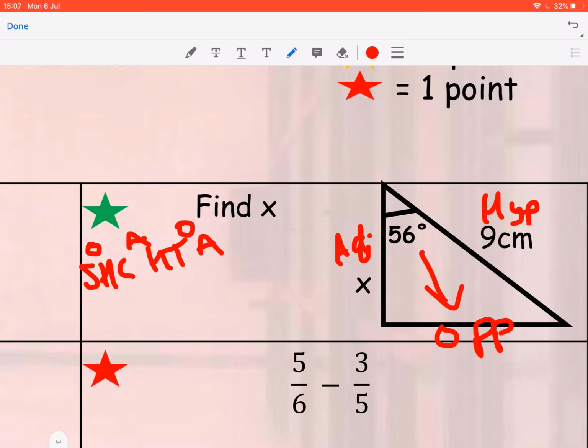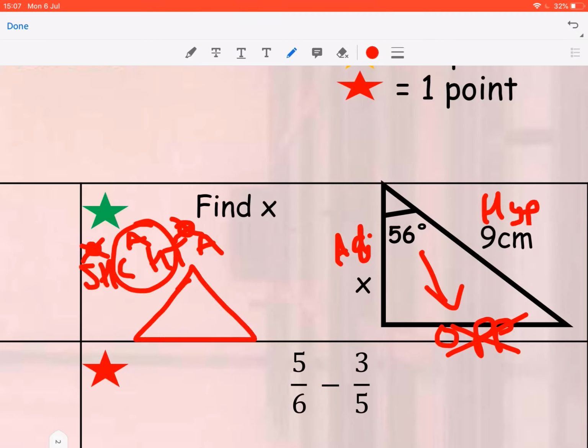The reason we do that is because we want to work out whether we need to use sin, cos, or tan. You're going to get rid of the opposite because opposite hasn't got anything on it. It's not got a letter we want to find, it's not got a number. Hypotenuse has got 9, adjacent has got x. So we need adjacent and hypotenuse this time. If I get rid of opposite over here as well, I'm left with CAH. So I've got cos, A on top, H in the bottom.